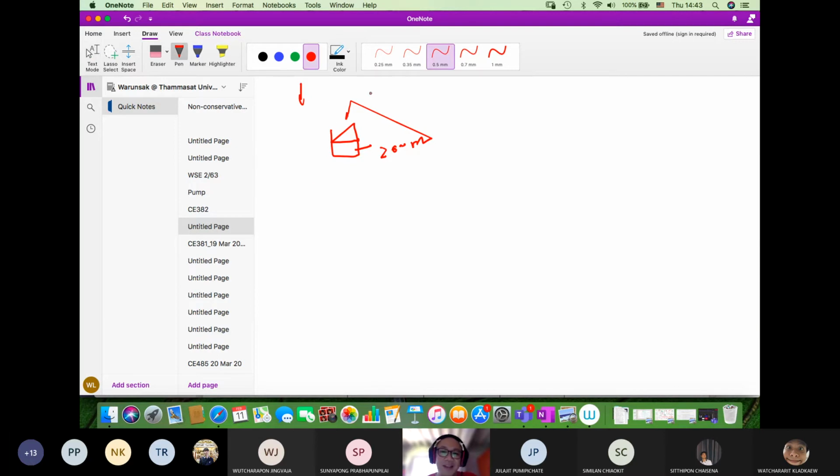Okay, so first we add alum, 10 grams per liter.